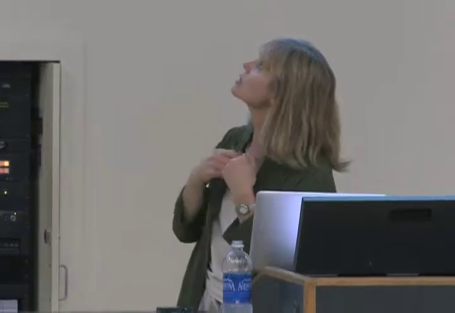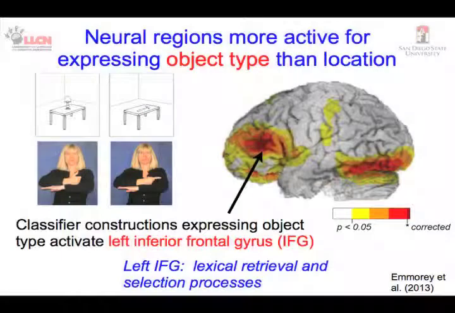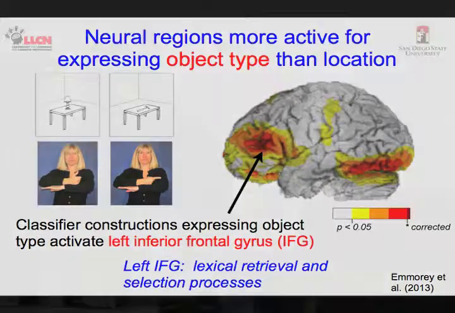And when we asked signers, I'm not showing you this data, but when we asked signers to name these objects, to sign lamp or hammer, these exact same regions are engaged. So Broca's and inferior temporal cortex. So retrieving a classifier hand shape is very much like retrieving the lexical sign. So these are stored in the lexicon. Oh, I guess I jumped ahead of myself. I already told you that part.